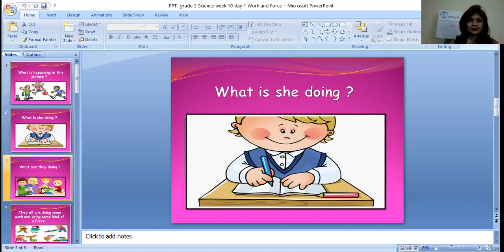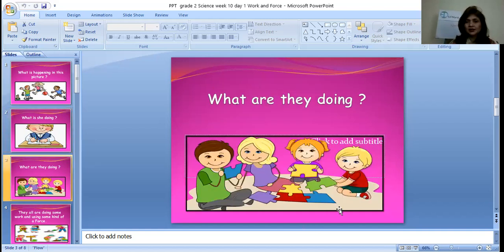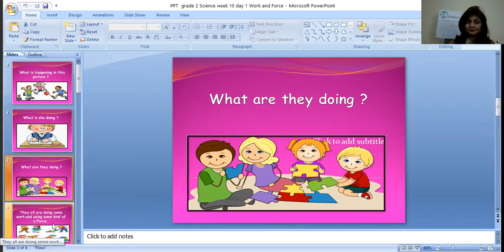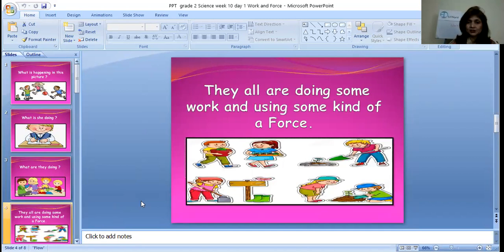Very good. Now, what are these children doing? They are making a puzzle. So they are also doing work. They are carrying the puzzle in their hands, pulling it and pushing it to make the puzzle. So again, it is work and force. They are using both. They are using a force also to do this work, right? Now what about this picture? They all are doing some work and using some kind of force.